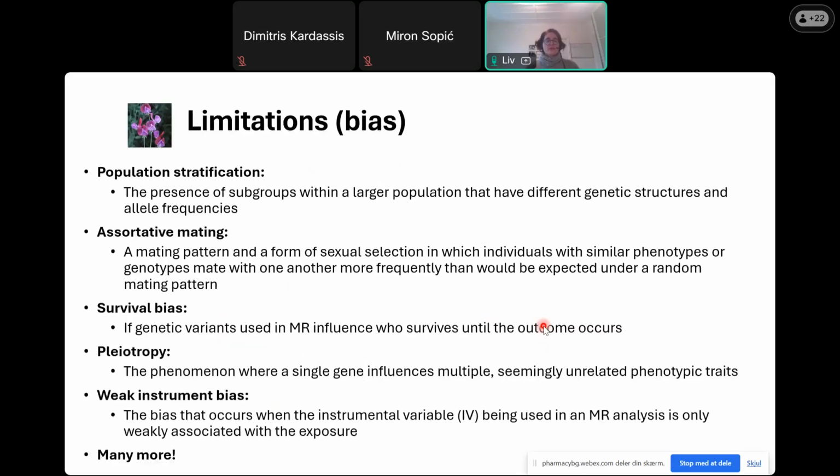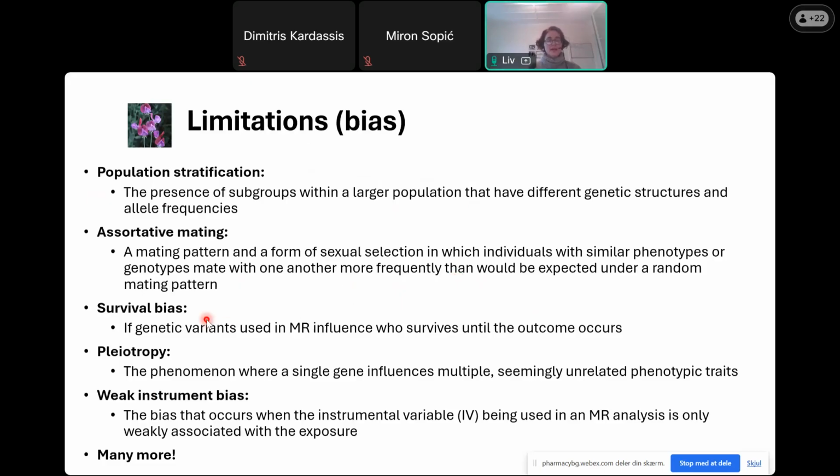Okay, so Mendelian randomization also has some limitations or possible causes of bias. Among these are population stratification, which is the presence of subgroups within a larger population that have different genetic structures and allele frequencies. Assortative mating, which is a mating pattern in a form of sexual selection in which individuals with similar phenotypes or genotypes mate with one another more frequently than would be expected under a random mating pattern.